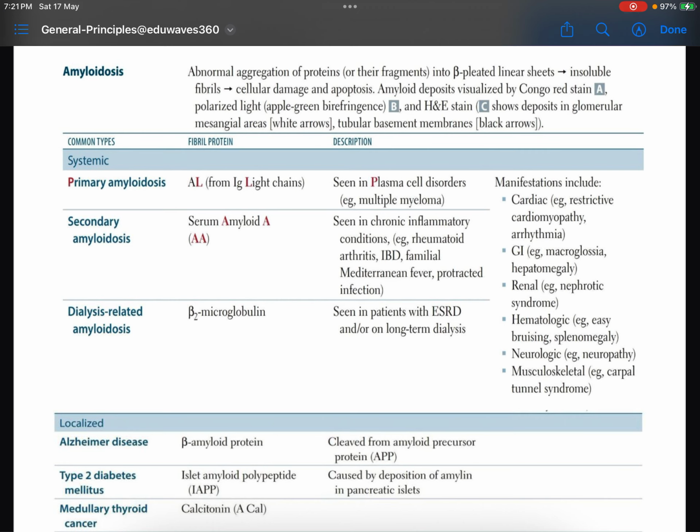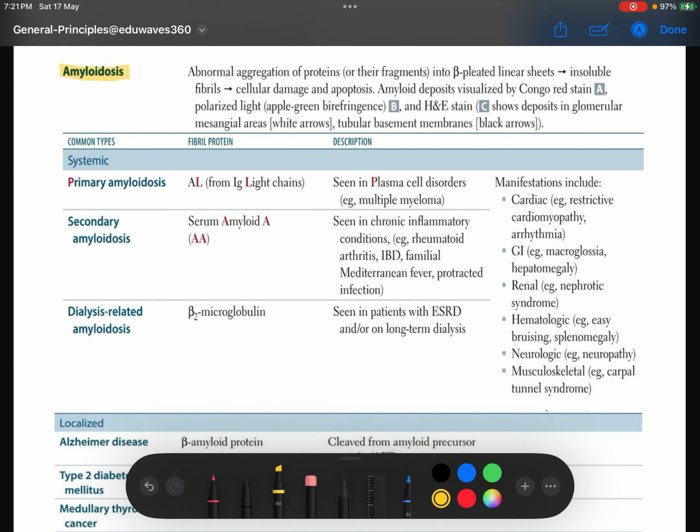First of all, amyloidosis. Amyloidosis is a group of diseases caused by abnormal aggregation of proteins. These proteins, or fragments of them, form insoluble beta-pleated sheet fibrils that deposit in tissues.